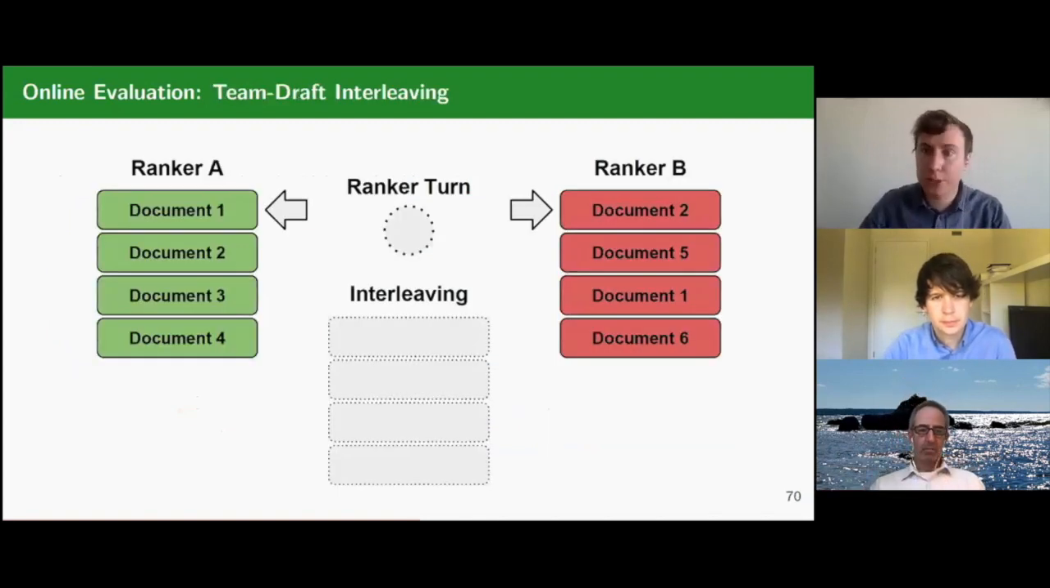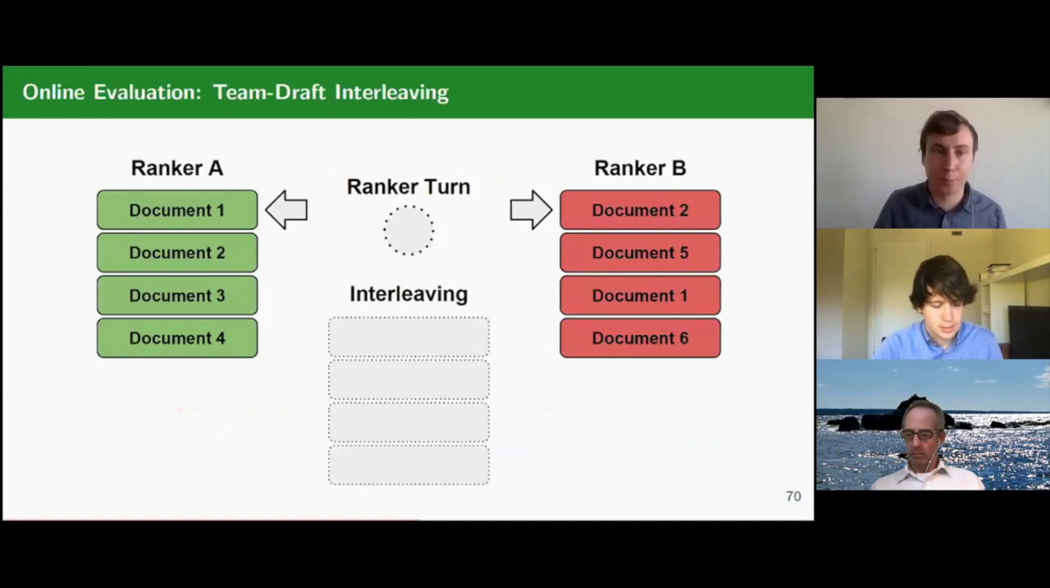So to show you how this works, we're going to go with an example of team draft interleaving. This is modeled sort of after how you would pick teams in sports. Here we have two rankers, ranker A and ranker B. Ranker A has documents 1, 2, 3, and 4 in that order, and ranker B wants to show documents 2, 5, 1, and 6 in that order.